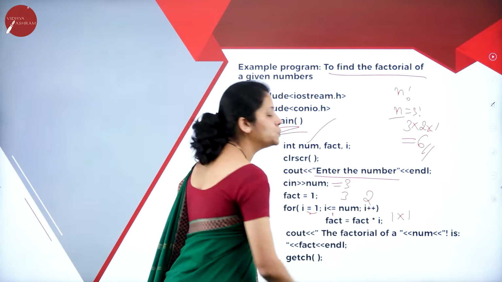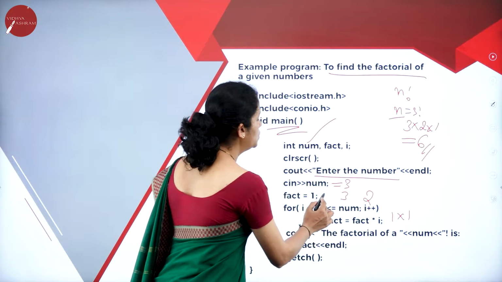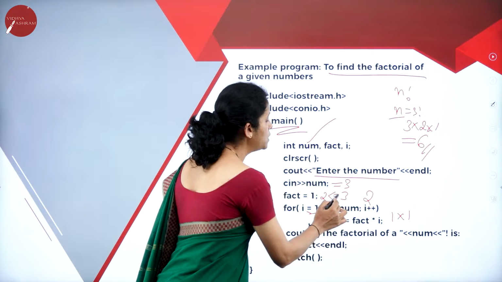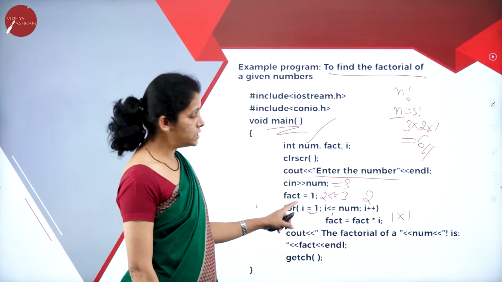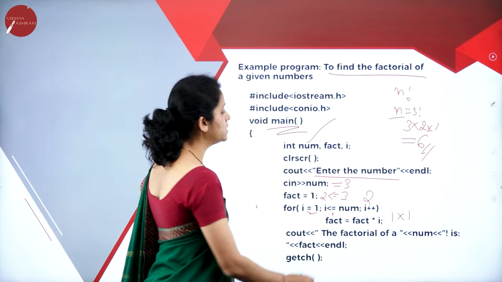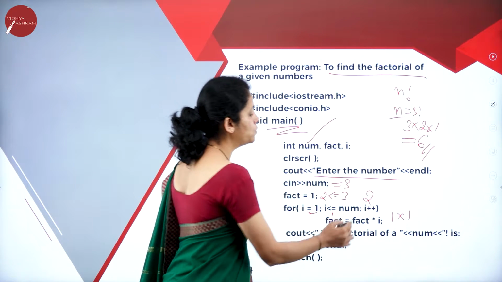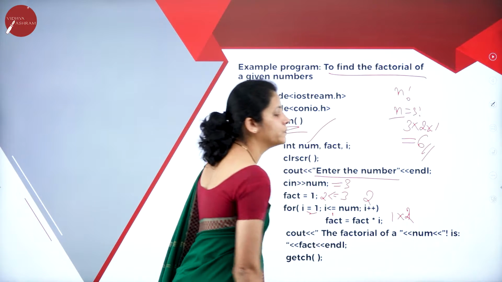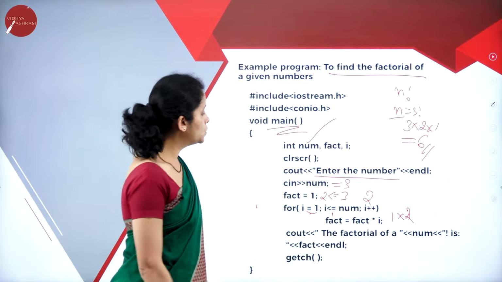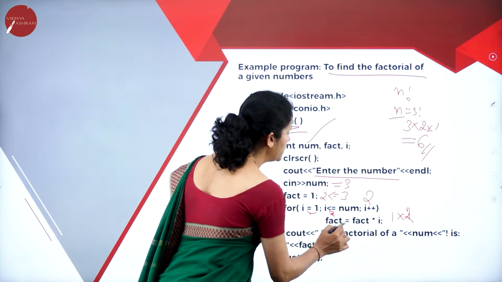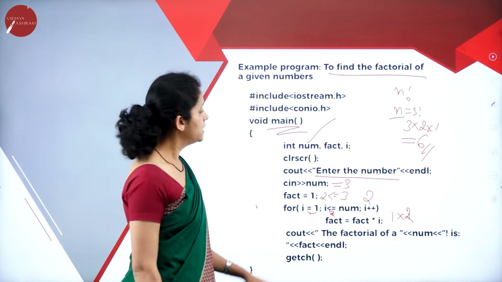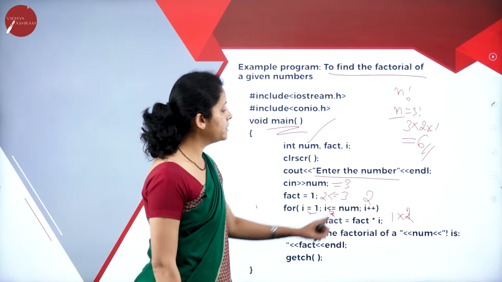Now i is 2. Now 2 less than or equal to 3. The condition is true. So what I want to do? What is factorial? Factorial is 1. And what is i? i is 2. 1 into 2, 2. And it is stored in fact. Now i is incremented by 1.